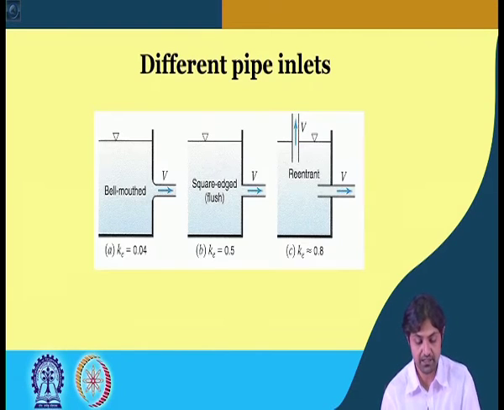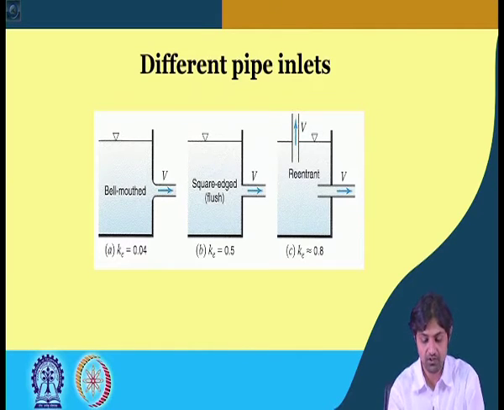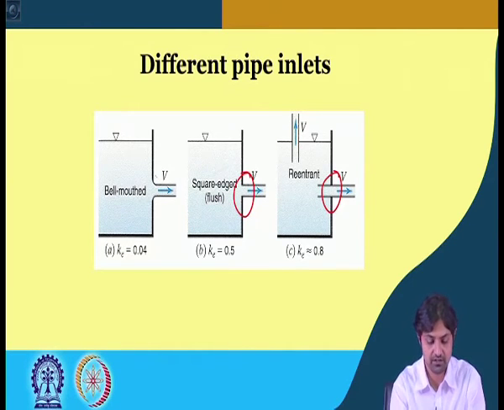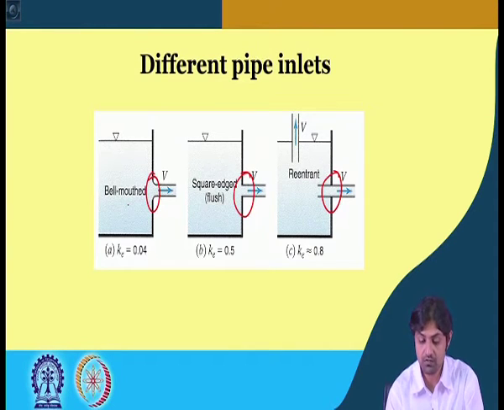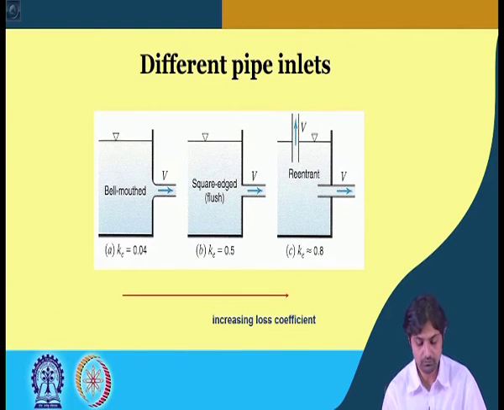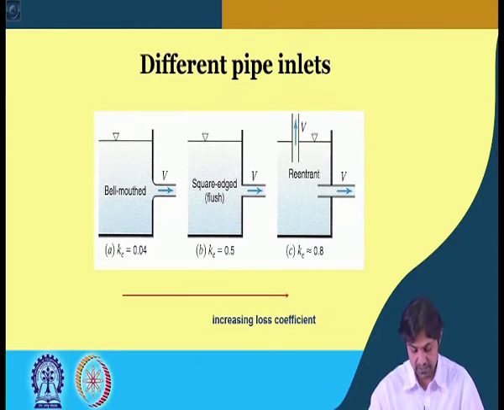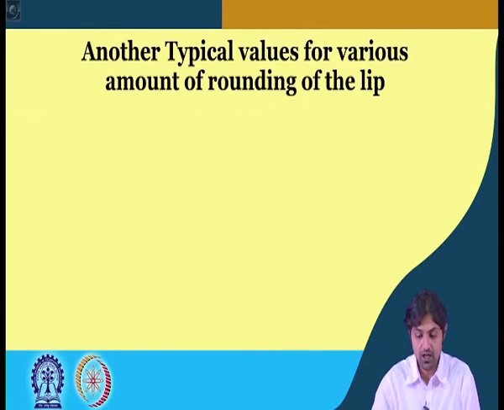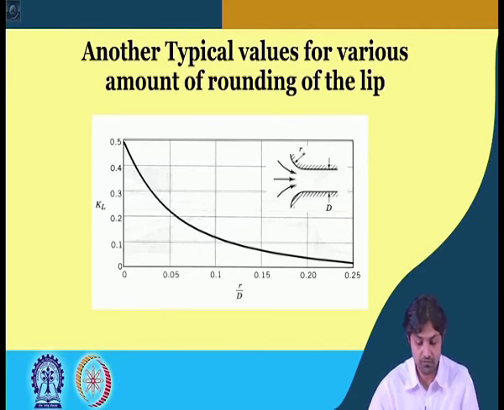Now different pipe inlets, again the same thing, you see, K inlet, K entrance. So these many values you cannot remember. So only the most common ones, the ones which I have been telling, try to remember those. So increasing loss coefficient has been demonstrated here like this. Another typical values for various amounts of rounding of the lip, you see, these are based on all the different experiments that people have done.